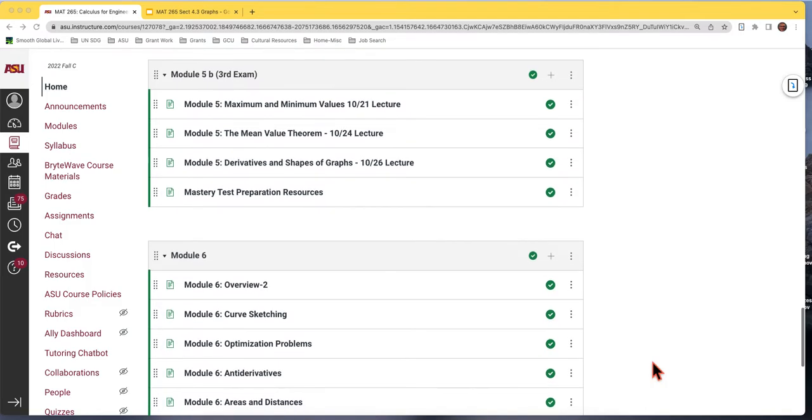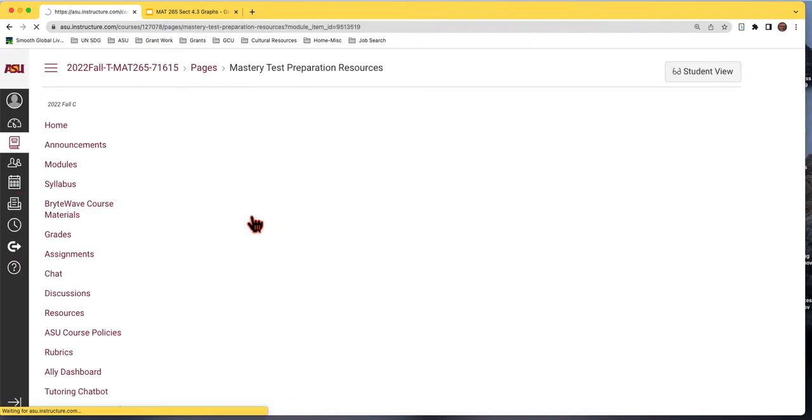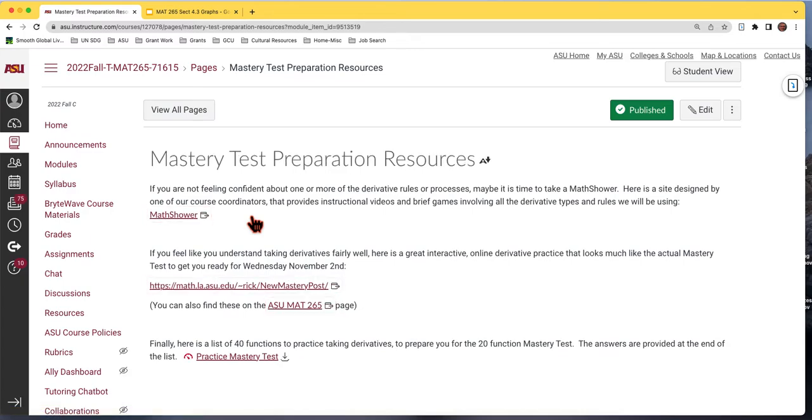So as we start in, I wanted to remind you that we have the mastery test next week at this time on Wednesday. There are resources here in the mastery test preparation resources. And again, these are not new resources. They have always been there, not in Canvas, but in the MAT265 page. One of the ones you might find the most helpful if you're feeling pretty much on track is this link here, the new mastery post.